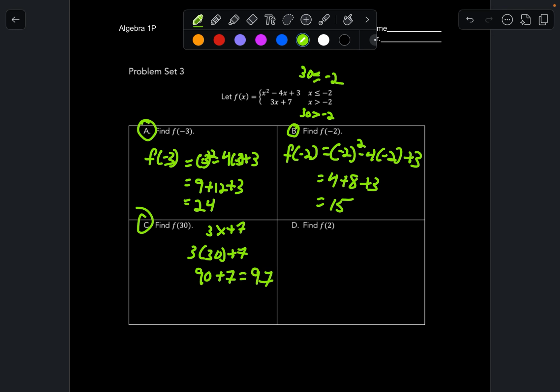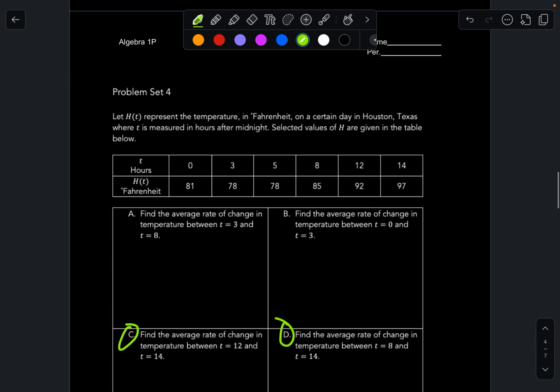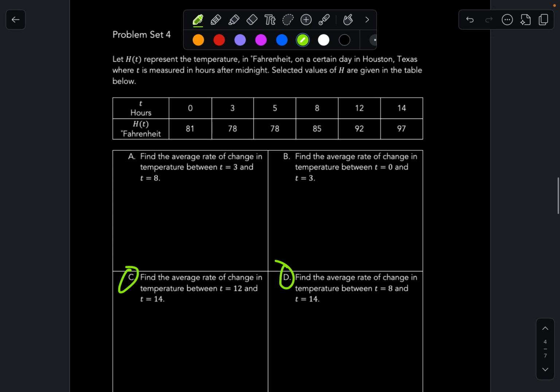All right, now set 3. I know I'm flying through this. It's because I want to get this done and go home.